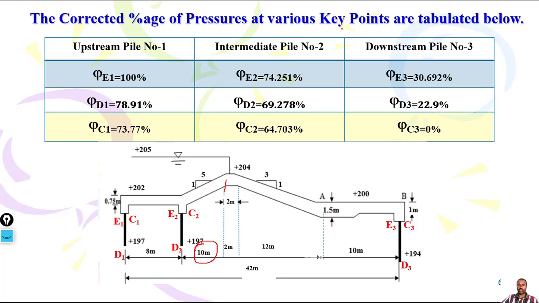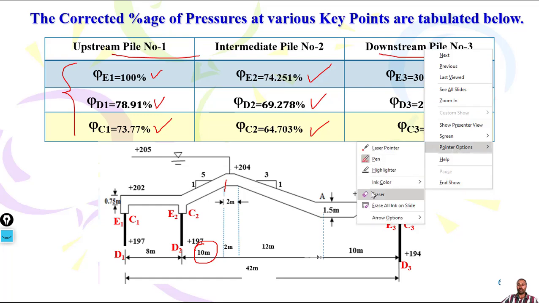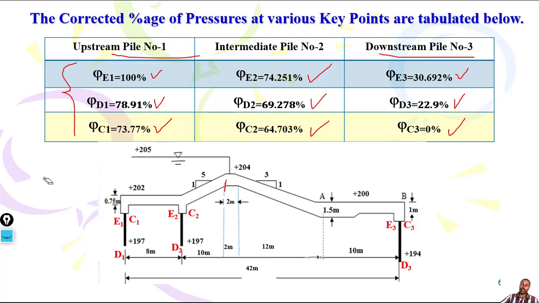So the corrected percentage pressures at various key points are tabulated as below. For upstream pile 1, you can just have this given, 100%, by D1, by E1, C1. Then for intermediate pile number 2, the corrected pressures are this one, 9.278% and 64. And for downstream pile number 3, you have E3, D3, and this one. These are corrected pressures. Once you have corrected pressures, you go to the next step, which is the hydraulic grade line.